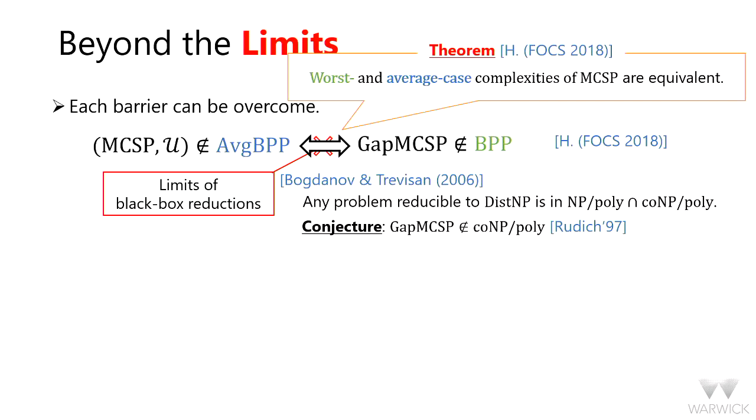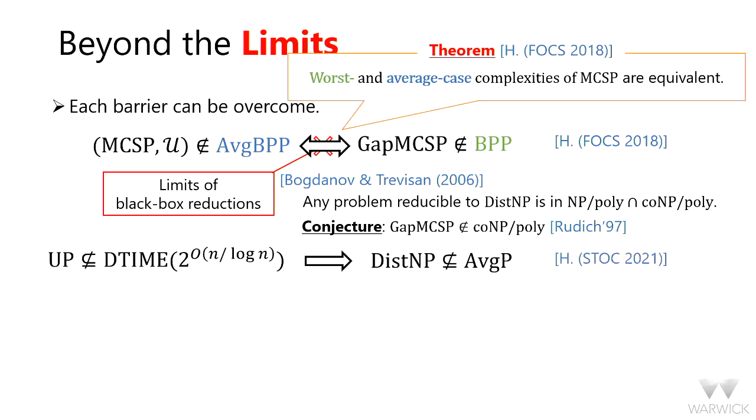And this is the first result that goes beyond the limits of black-box reduction. Similarly, by using the idea of meta-complexity, we can get a new worst-case to average-case reduction for UP to average-case hardness of NP.